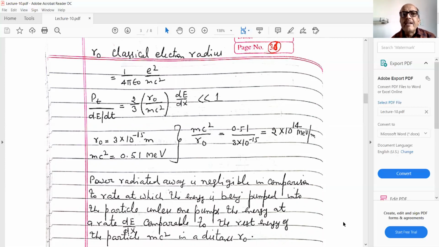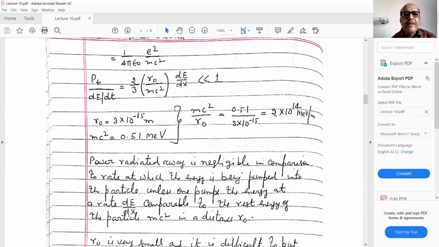So the power radiated ratio, I have written here, is much less than 1. You have to understand this. The power radiated away is negligible in comparison to the rate at which the energy is being pumped into the particle, unless one pumps the energy at a rate dE upon dx comparable to the rest energy of the particle, mc square, in a distance r0. Because in this formula, dE upon dx is energy upon distance, and r0 upon mc square is distance upon energy.